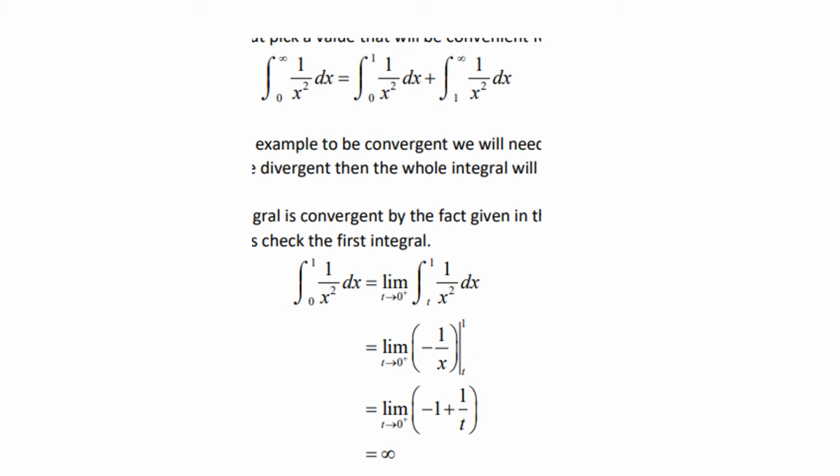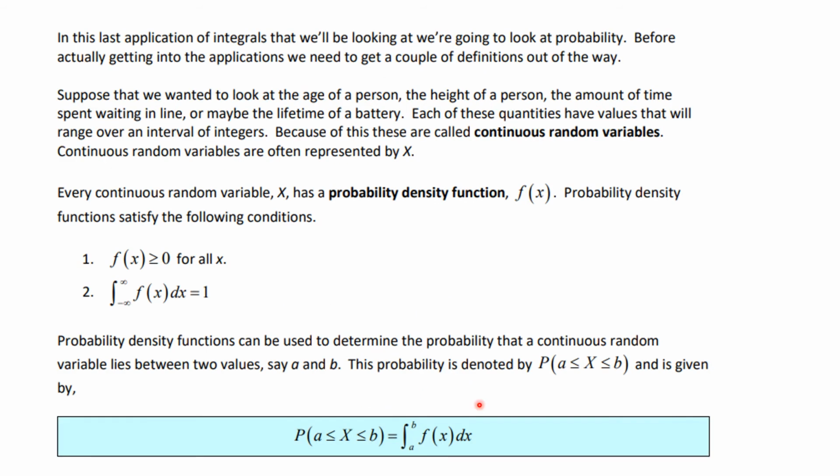That means it diverges. Now, you might say, this is interesting, but are there any applications? And of course there are. And the application I'm going to talk about has to do with probability theory. So every continuous random variable has a probability density function f of x. And the definition of probability density functions is that they have to be positive or 0 for all x. And when you integrate them from minus infinity to infinity, you get 1.